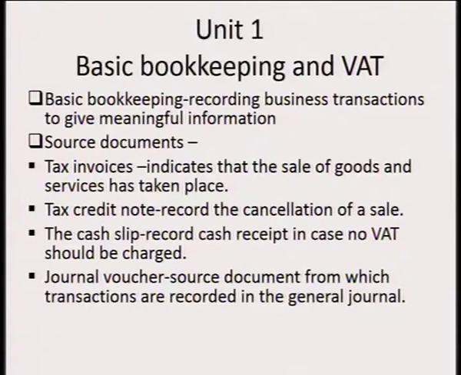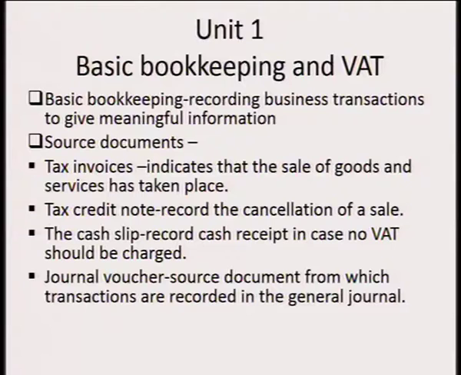Unit 1, basic bookkeeping and VAT. Basic bookkeeping simply means recording transactions in the business books to give meaningful information, as information is only meaningful if it's put to the best use. If information is being used in the right way, that's the only way we can find out that the information is meaningful, which has to be done by means of bookkeeping or record keeping.